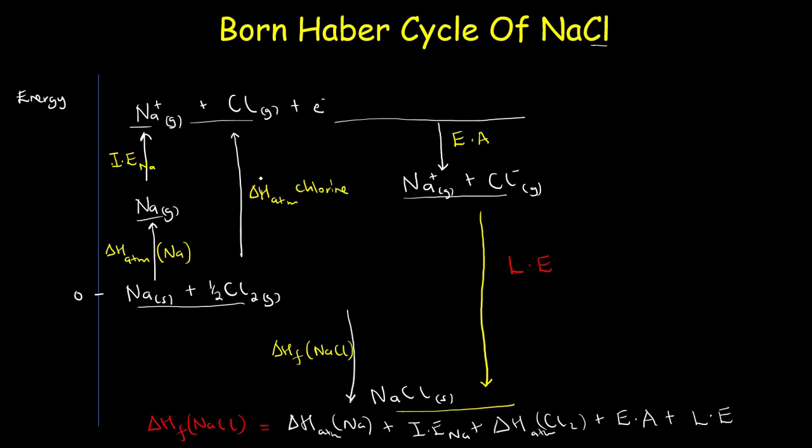However, sometimes they may not give you the enthalpy of atomization of chlorine, but they may give you the bond dissociation enthalpy of chlorine. So in this case, if you are given bond dissociation, enthalpy of atomization of chlorine is half the bond dissociation energy of chlorine. So basically this is the Born Haber cycle, and you can use this relationship. The anti-clockwise direction or enthalpies will be equal to the sum of the clockwise enthalpies. So that's all about the Born Haber cycle of sodium chloride. But don't forget, the electron affinity and the lattice energy are basically negative in value.